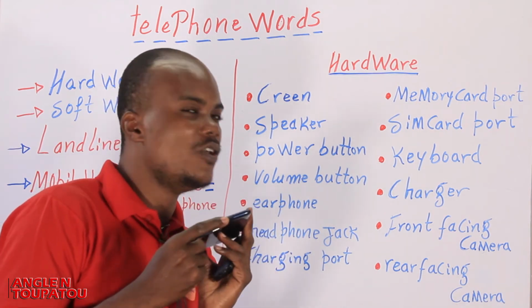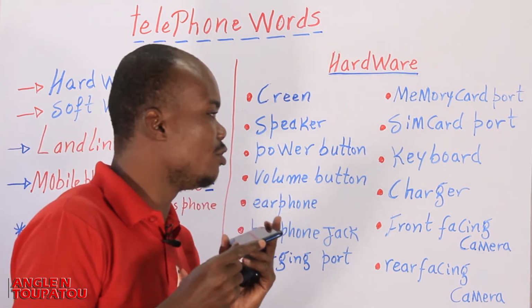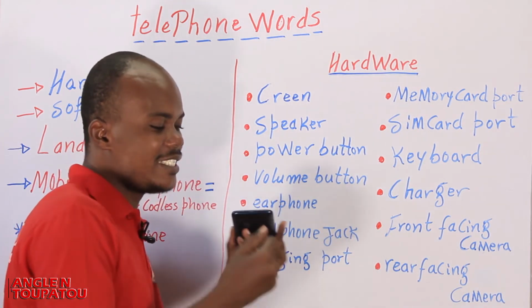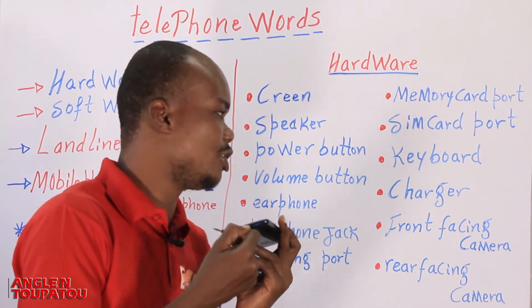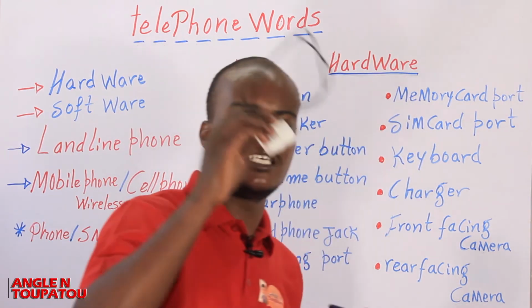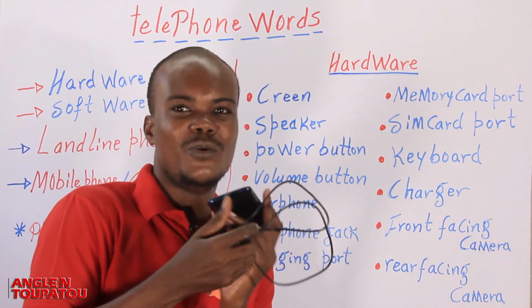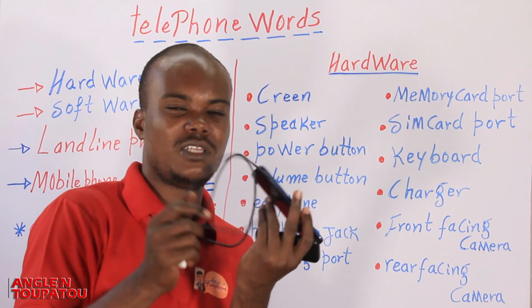This is a little charging port. The charging port is where you can put your charger. A charger. Let me show you a charger. This is a charger. But unfortunately, this charger is not suitable for this telephone. It's not for this telephone.